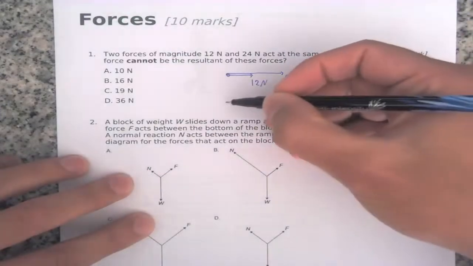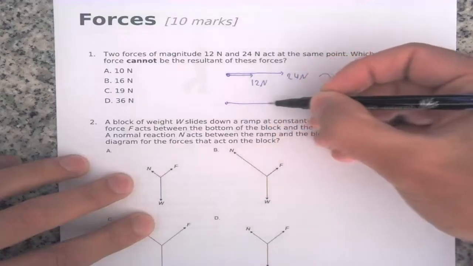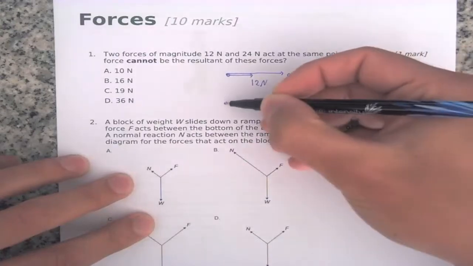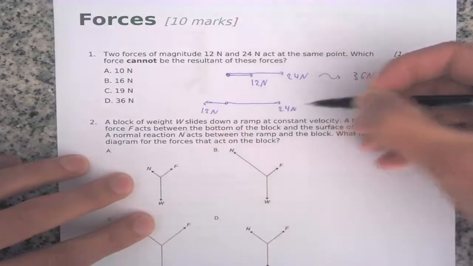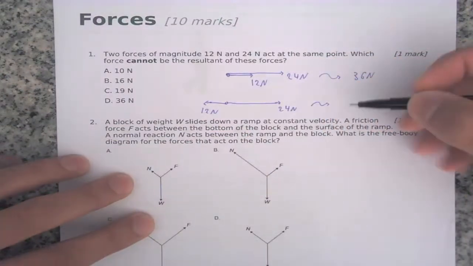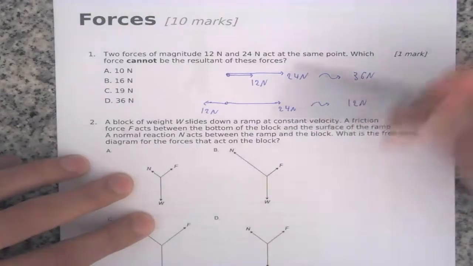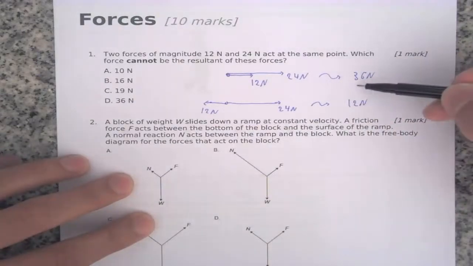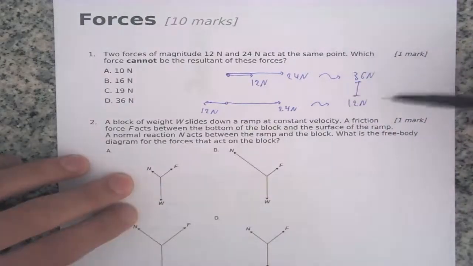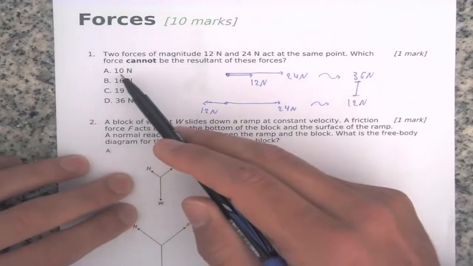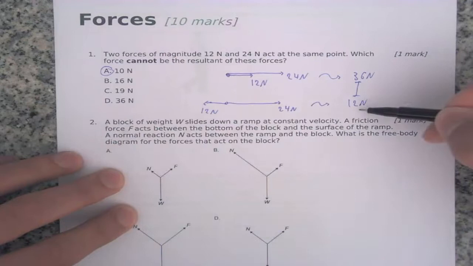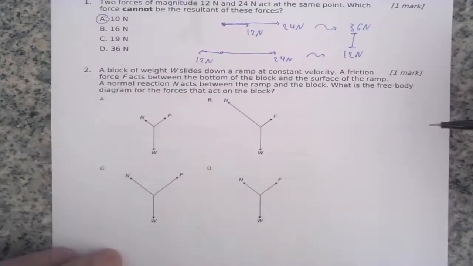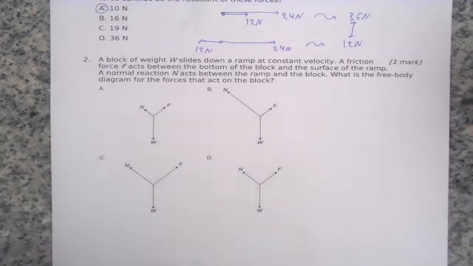And now the minimum force that you can take is when the two forces are acting in opposite directions. So if you do the subtraction in this situation, you will have 12 newtons. Now whatever other combination you have, it's between these two numbers. So we see here that we have an answer of 10 newtons, so this cannot be a resultant force, because it cannot be smaller than 12.